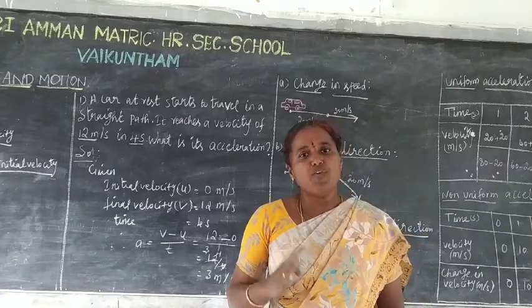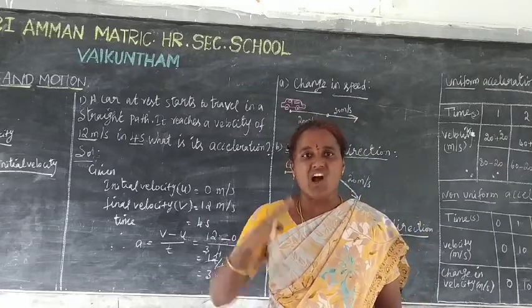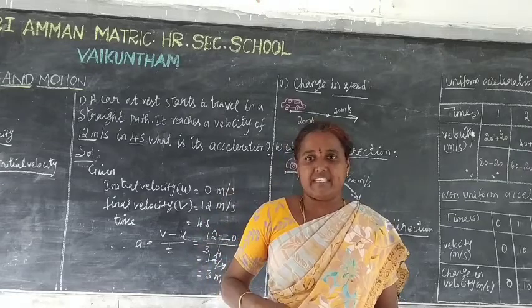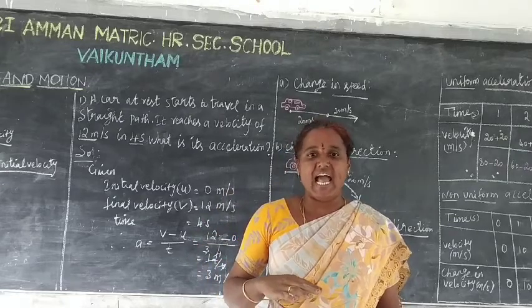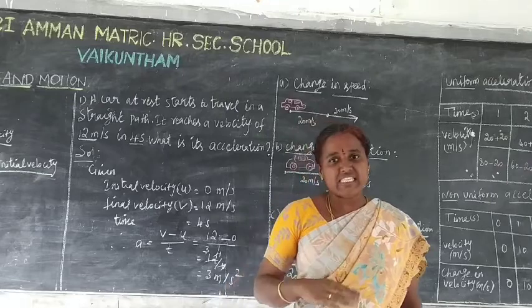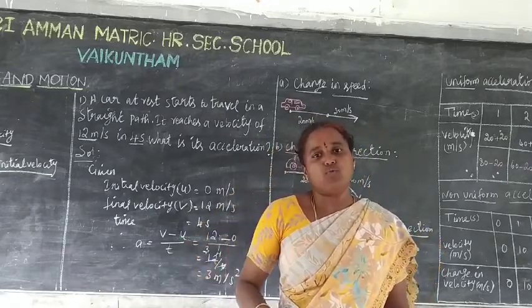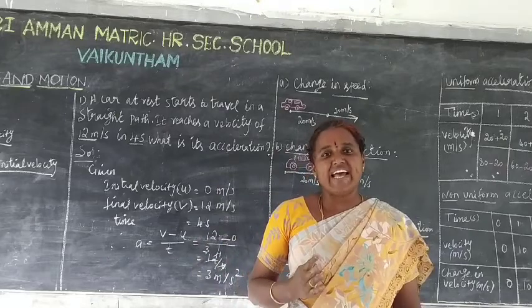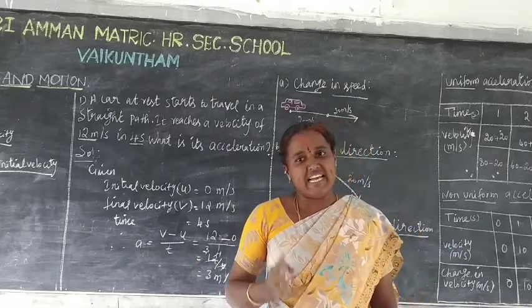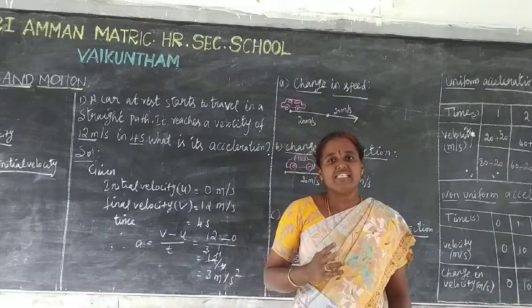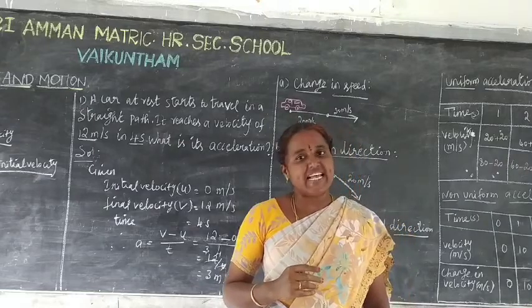Another example of positive acceleration is dropping down an object. For example, an apple. Its velocity goes on increasing as it falls down. So the apple has positive acceleration. Next we will see negative acceleration.